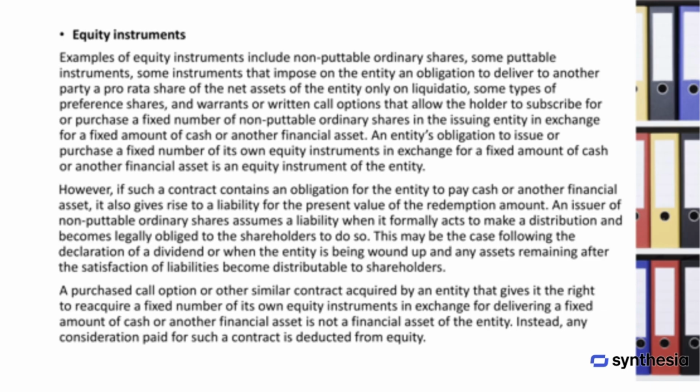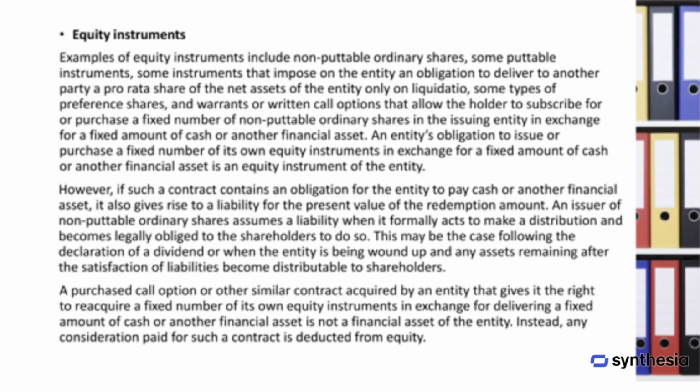For example, an issuer of non-puttable ordinary shares takes on a liability when it formally decides to make a distribution and becomes legally obliged to the shareholders. This could happen after declaring a dividend or during a liquidation, when any remaining assets after satisfying liabilities are distributed to shareholders.